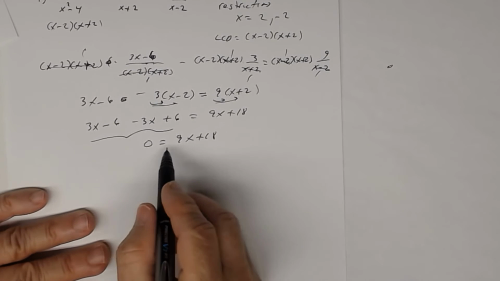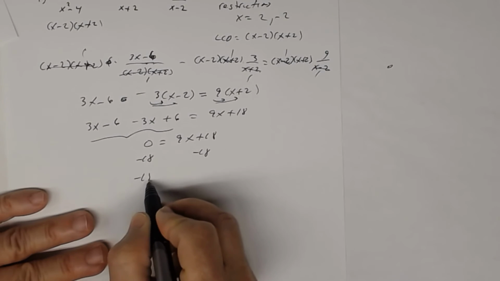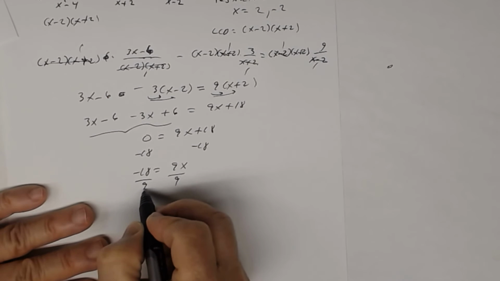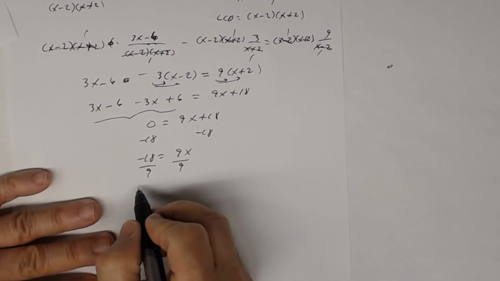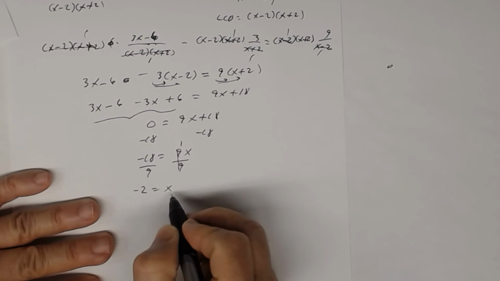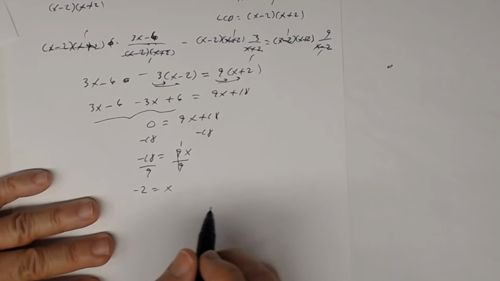So I want to solve for x. I have this linear equation, so I subtract 18 from both sides. And so I get negative 18 equals 9x. Divide both sides by 9. And negative 18 divided by 9 is a negative 2, equal, and then 9 divided by 9 is 1. 1 times x is x. So here's my proposed solution. That's your proposed solution. Okay?